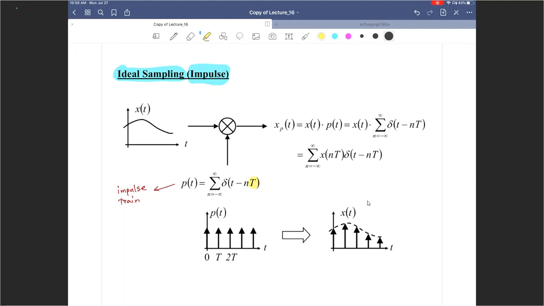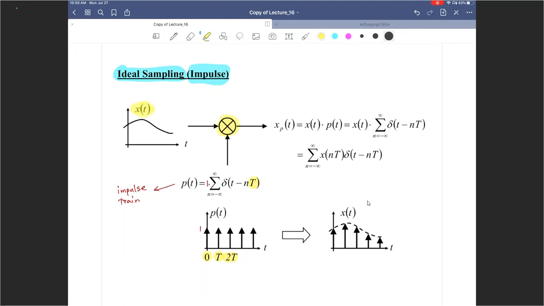So when you sketch out p of t, which is a summation of impulses present at 0, T, 2T, 3T, and so on, they will look like this. I should also point out that the weight of all those impulses is 1, because you have a 1 there. Now, what are we doing? Here is the crucial step.